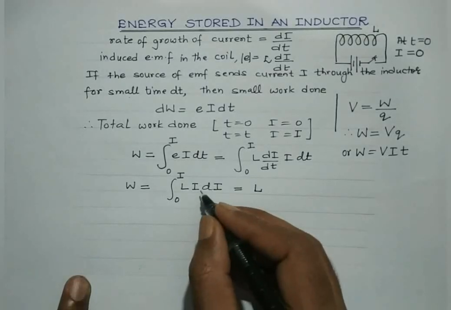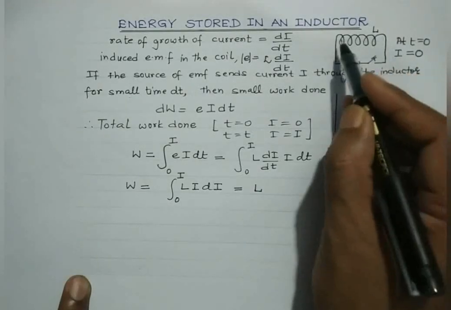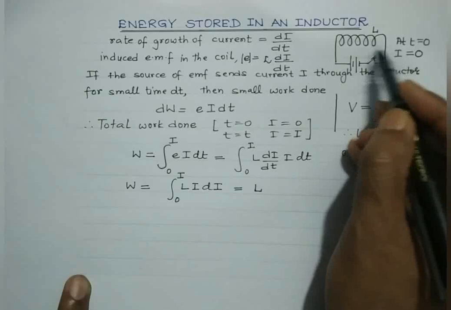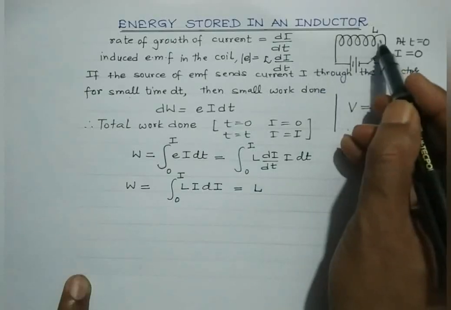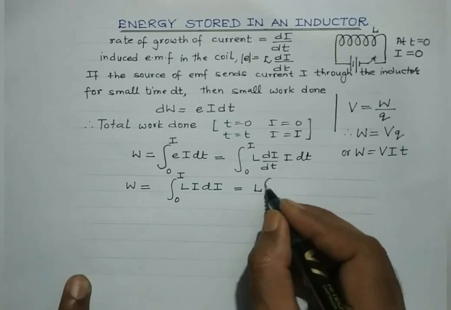It does depend upon various factors. As we have discussed, it depends upon the number of turns, the cross-section area, and the permeability of the material of the core, if any. But for a given coil, self-inductance will naturally be constant. So it can be taken outside the integration.